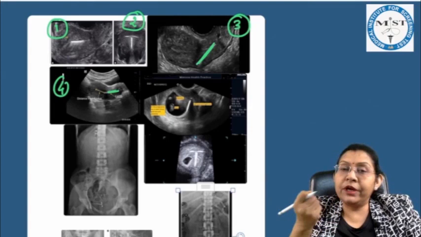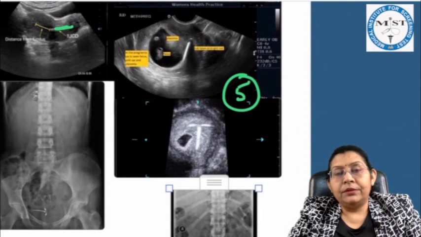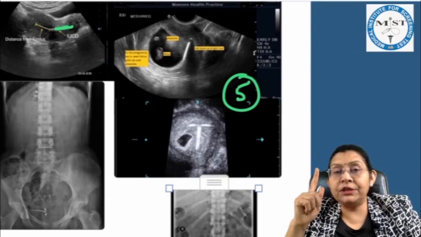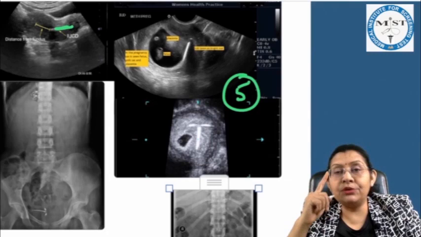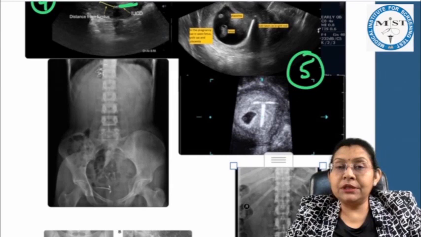Image number five is showing the IUCD with gestational sac. This is in a case who is presenting with pregnancy with IUCD in place. And if the thread is visible, then simply by pulling the thread, we can remove the device. Now remember one point forever, that we are not putting the hysteroscope in a pregnant uterus because the uterus is soft, we may perforate. So it is removed by simply pulling the thread. And then we have to decide whether the patient wants to continue the pregnancy or wants to abort.